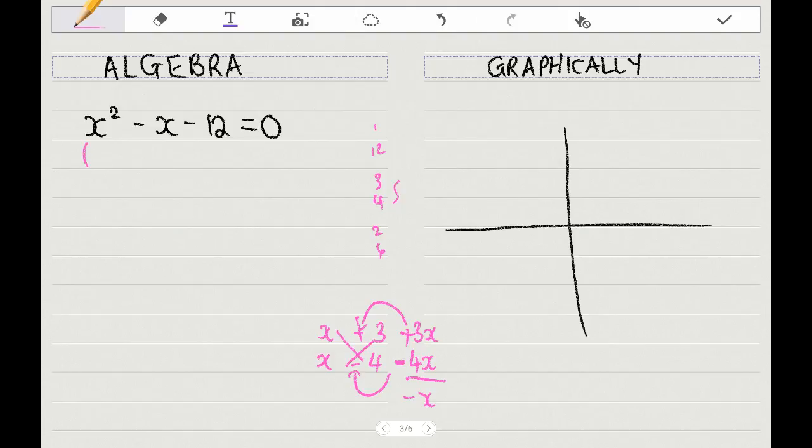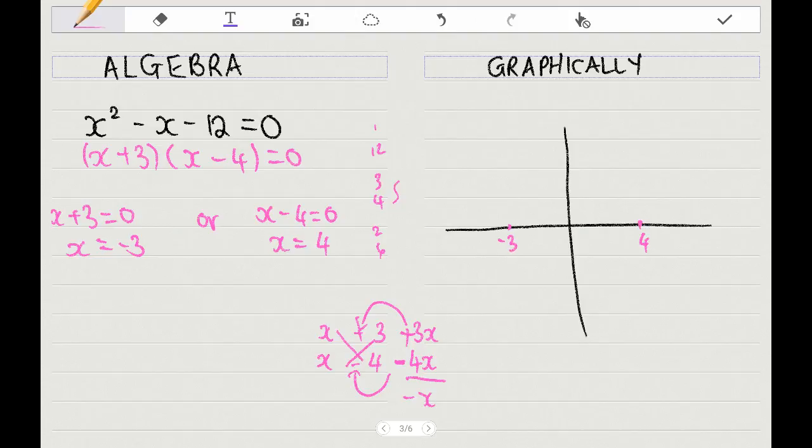So our factors here are x plus 3 times x minus 4 is equal to 0. So we have x plus 3 is equal to 0, which means x is equal to negative 3, or x minus 4 is equal to 0, which means x is equal to 4. Graphically, it means our intercepts are at minus 3 and at 4. So our parabola looks something like that. Not exactly, I don't have the turning point right, but they are the x-intercepts. Great.